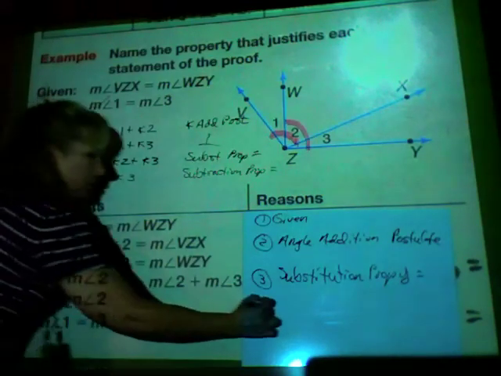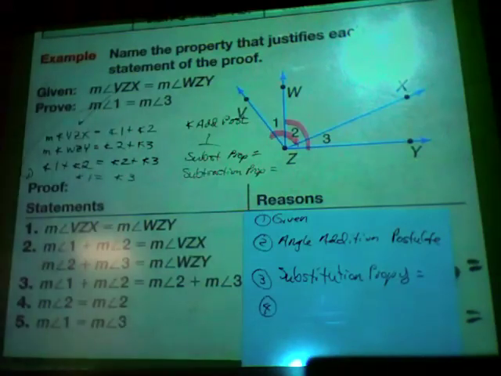Then we get to statement 4. The measure of angle 2 is equal to the measure of angle 2. What property does that look like? And we didn't put that in our pre-planning. And here's why they're doing it. They're hitting you over the head. They're saying, remember, angle 2 is equal to itself.